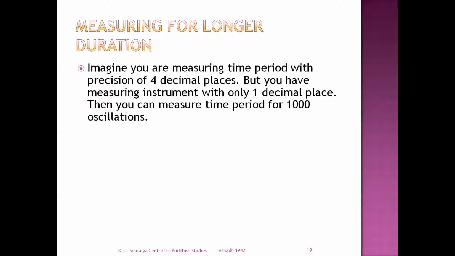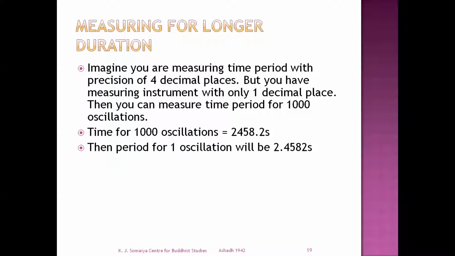So I have a stopwatch which gives me a 0.1 second least count, and you want to measure something with 4 decimal places. What will you do? You'll measure the time period for 1000 oscillations. Say for example, the time period for 1000 oscillations turns out to be 2458.2 seconds. You do it multiple times, and suppose you got this average. Then you know that one oscillation will be 2.4582 seconds. You have measured precisely 4 decimal places by taking a large number of oscillations.